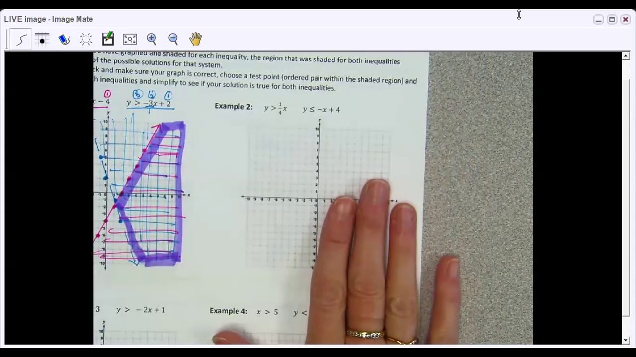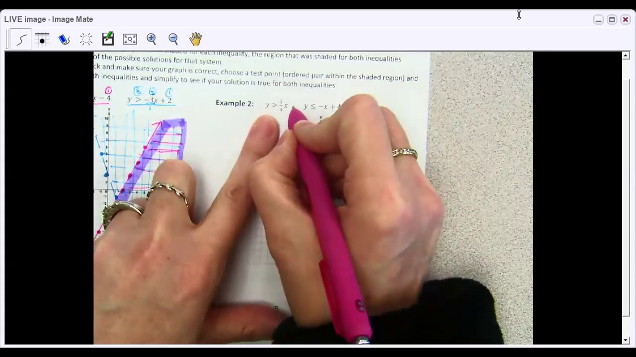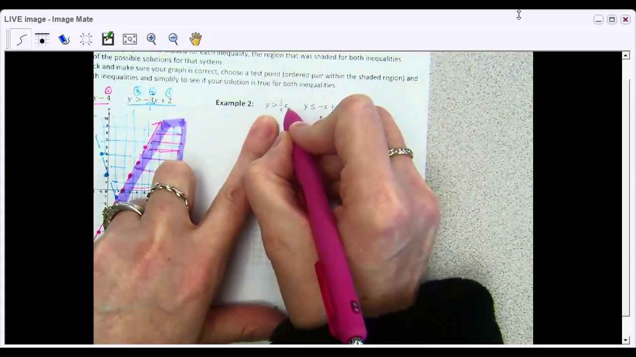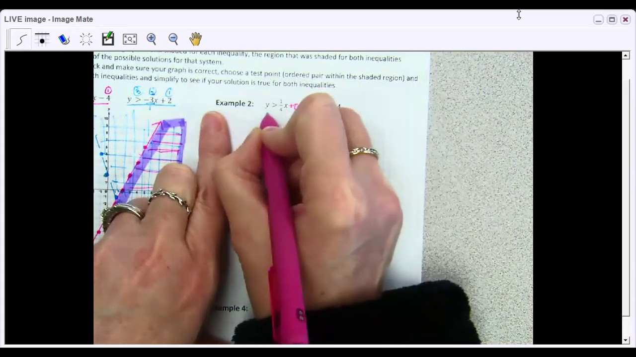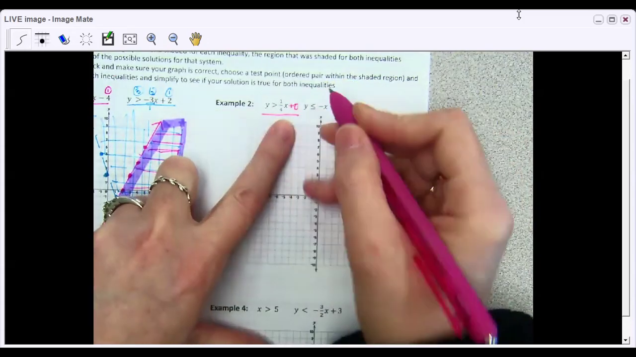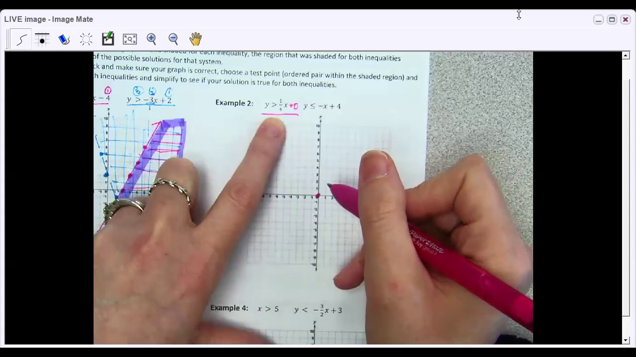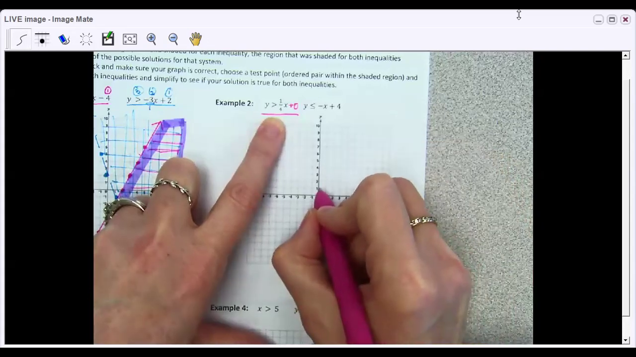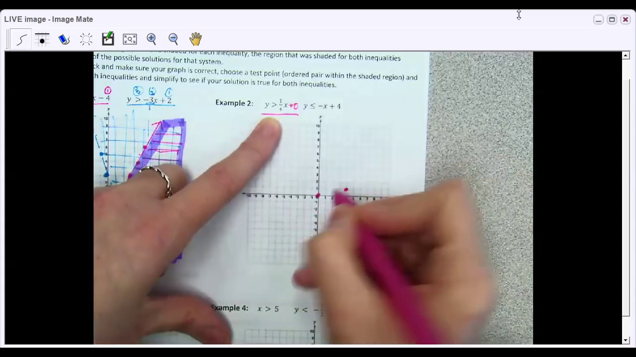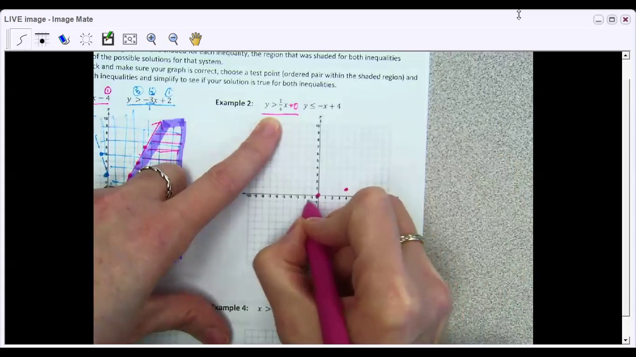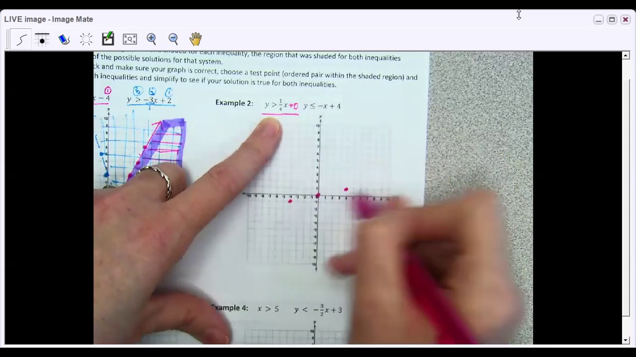Example 2 is the same process. Now look at this first inequality though. Since we don't see a y-intercept, what does that mean? It's 0. So we could put a +0 here if that helps. But I'm going to graph this one, and I'm going to start with my y-intercept at 0. Slope is 1/4. That means I'm going to rise 1 box, and I'm going to run 4 in the positive direction. Or I could go down 1 and to the left 4. Down is negative, left is negative, making it a positive.